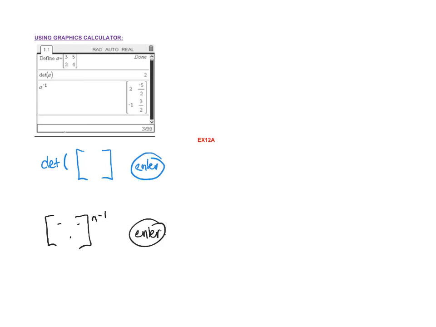So let's just talk about our calculator quickly. As I said, they've defined A, but you don't need to. Just type DET if you're trying to find the determinant, put a curly bracket, type in your matrix, and then press enter. If you're trying to get the inverse on your calculator without having to do it manually, you just type in your matrix, whatever it is, and then raise it to the power of -1, press enter, and that will give you the inverse matrix.